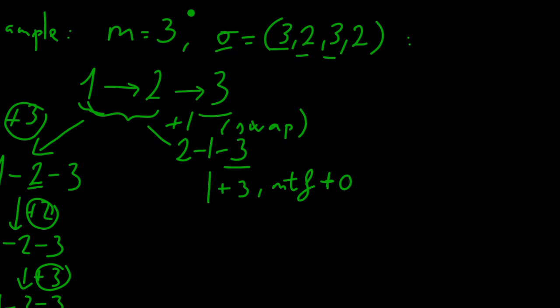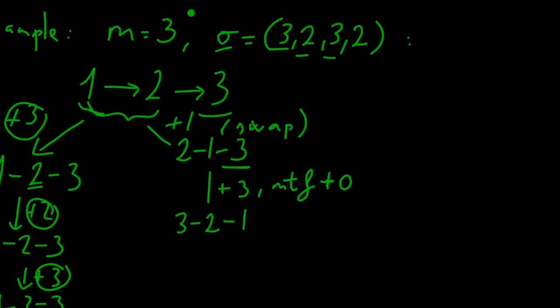So I pay 3 because the item 3 is the third in this order, and then I'm moving this element 3 to the front, and I will get 3 2 1.